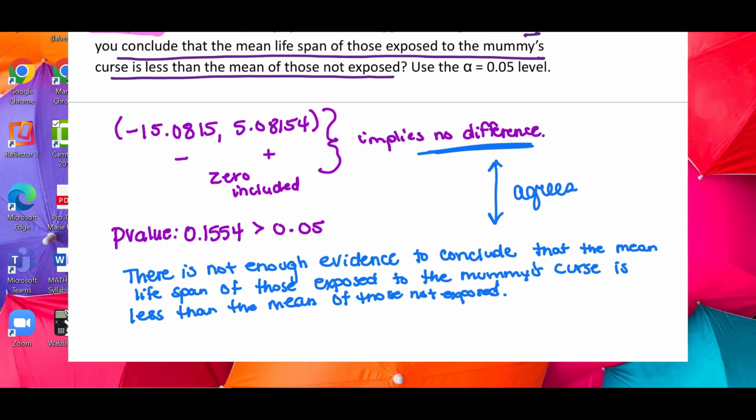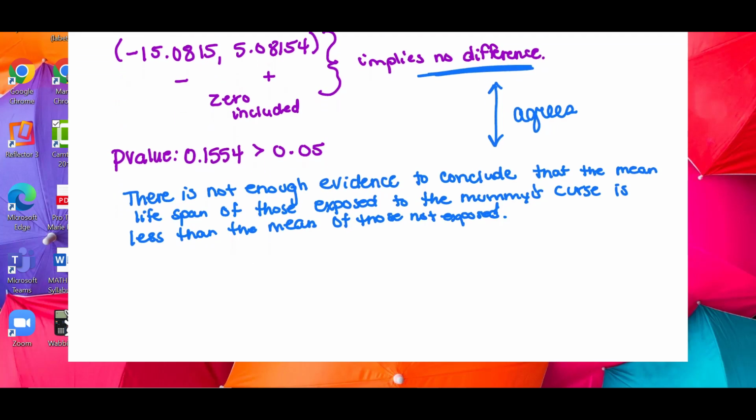If you were going to write the confidence interval in the sentence, you would say that we are 95% confident that the true difference in the mean lifespans of those exposed to the curse and those not exposed to the curse is between negative 15.08 and 5.08. Again, because 0 is included, it implies that there is no difference and agrees with our conclusion.